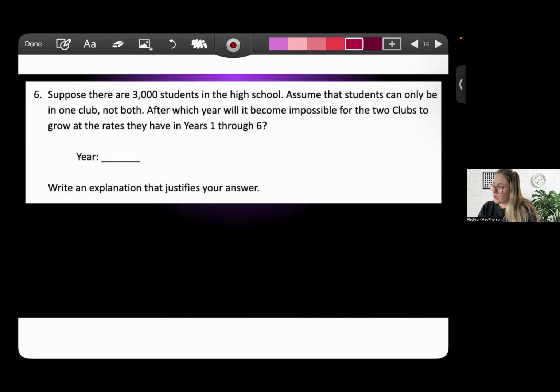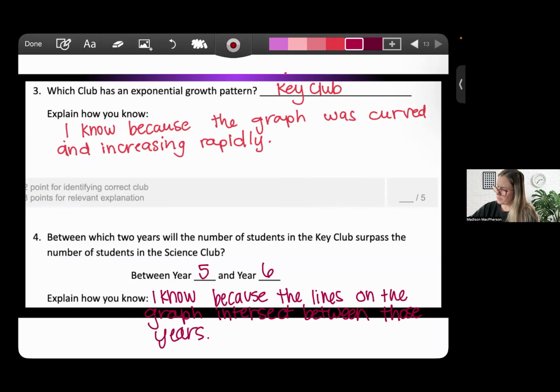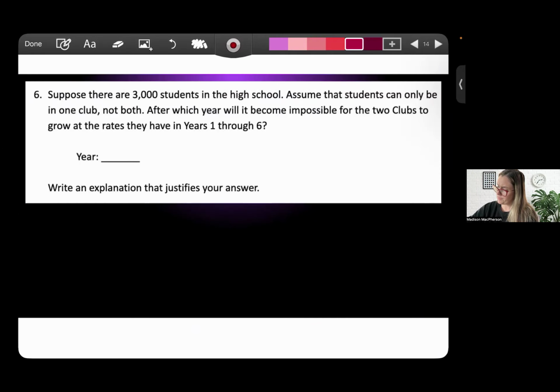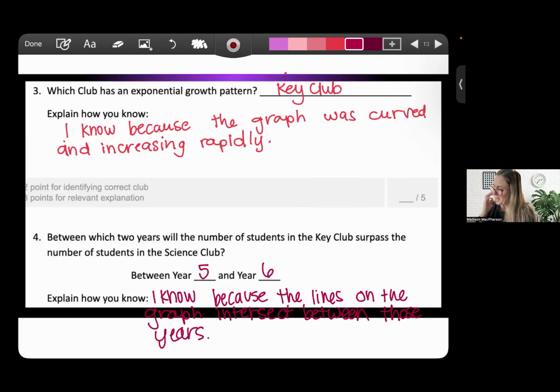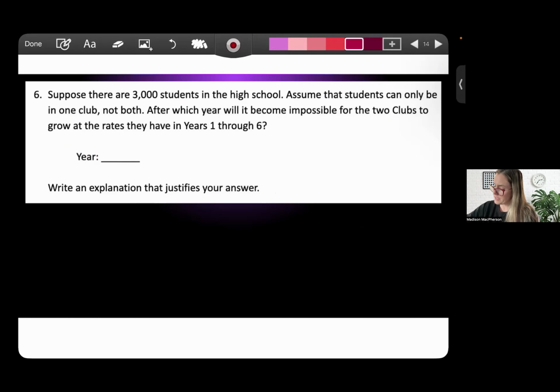Okay, suppose there are 3,000 students in the high school. Assume, wait, did we skip one? Yeah, where's number 5? For some reason, number 5 is not on here. Number 5 asks you to write equations for both of them. And because we haven't covered writing equations for exponential relationships, I'm going to help you with this.